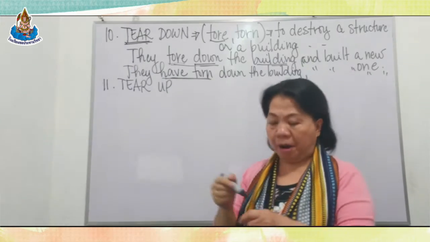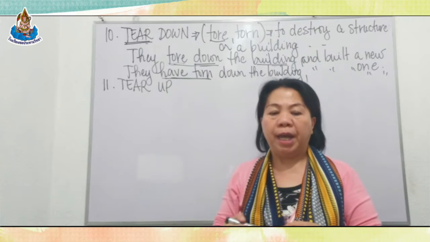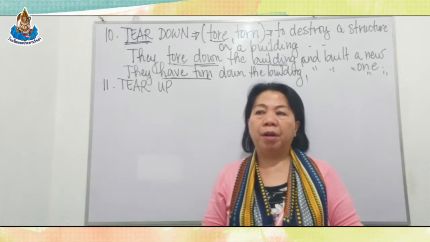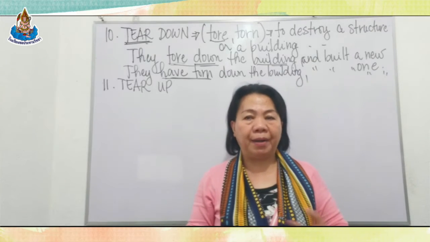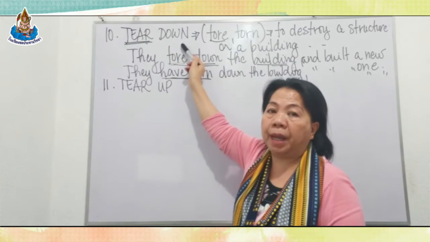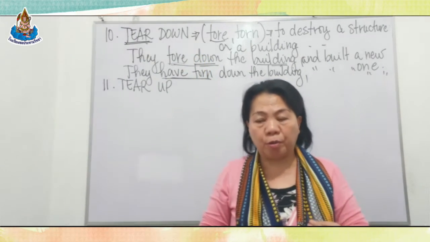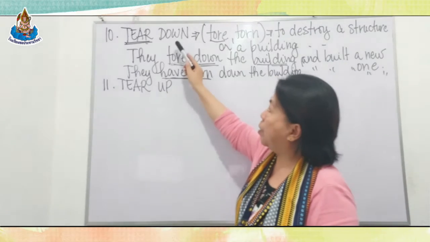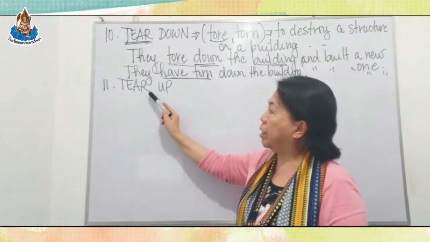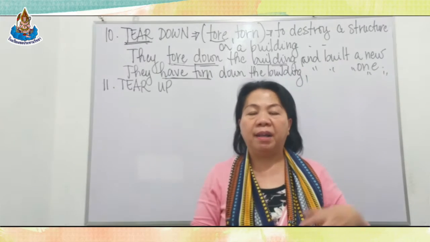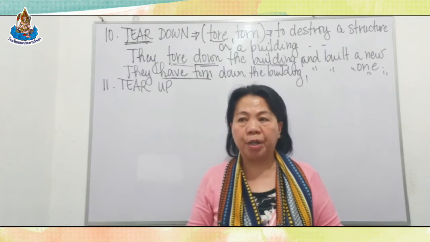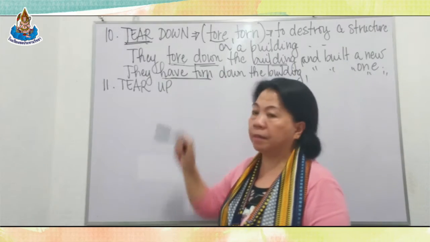But when we say tear up, we are going only to destroy, for example, a cloth or a paper or a contract or a letter. We are not talking about the structure or the building, because when you're going to destroy a building or a structure, you need to use down as your particle. But when you're going to destroy only a paper, a letter, or a cloth or anything except the structure, then you need to use the particle up.